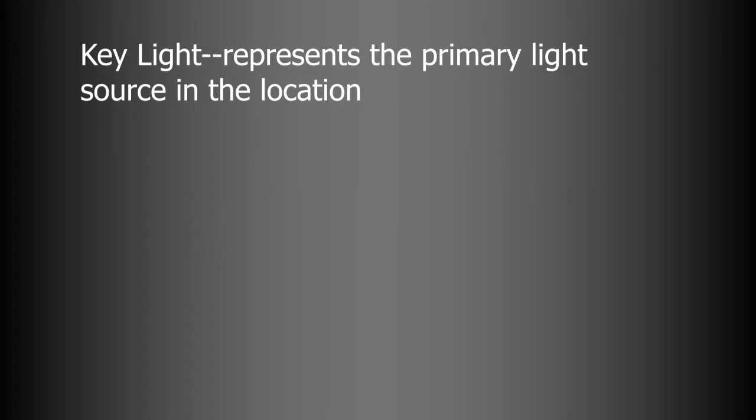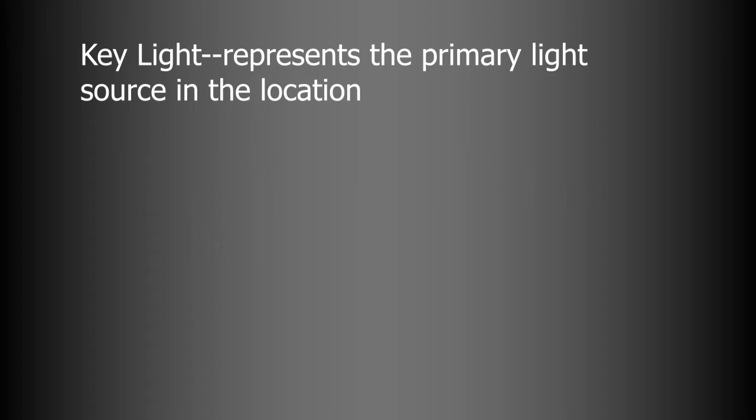In an interior, it could be whatever lights are in a particular room. It could be the sun again if you're using the window as your key light. If the sun streaming in the window is going to be your primary light source, then that would be your key light. But whatever it is, it's the primary light source. It's where light supposedly is coming from in the scene.